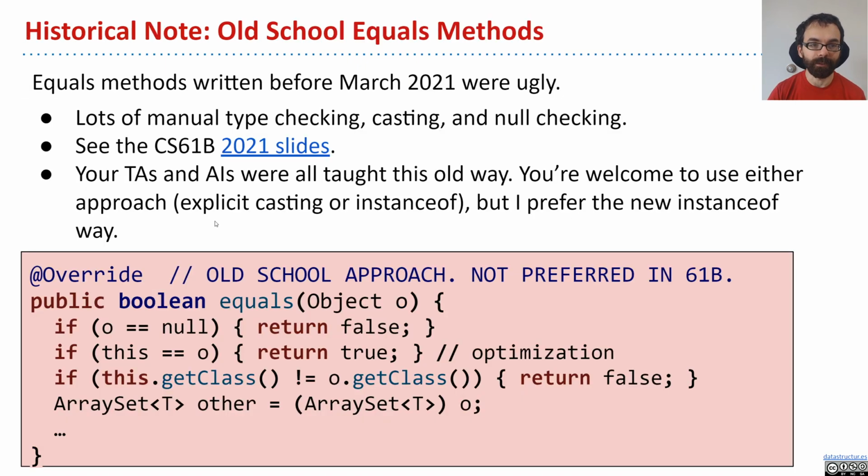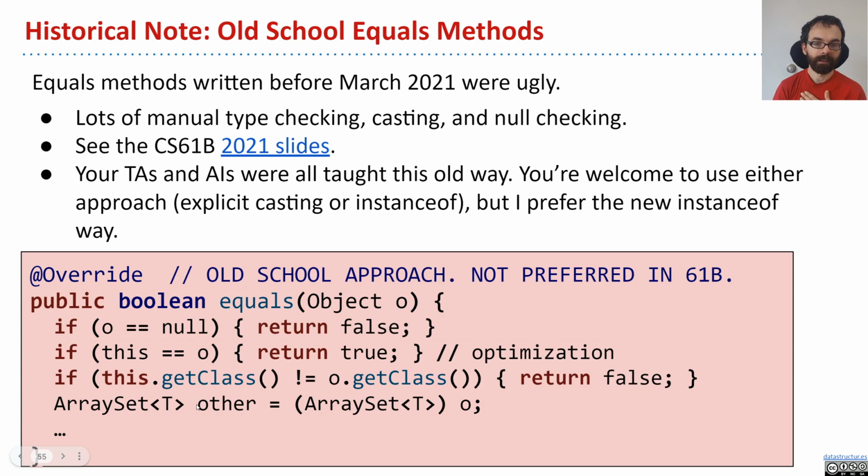All right, so that's how equals generally looks. Now I want to make a historical note, which is that before this semester, when I'm recording this, which is fall 2022, equals methods were uglier. They involved a lot of manual type checking, casting, and null checking. So you can look at the slides here from last year or in 2021, and that will show you that it looks something like this. So if null, return false. If we're equal, return true. If this class is not the same as the other class, return false. Do some manual casting, etc.